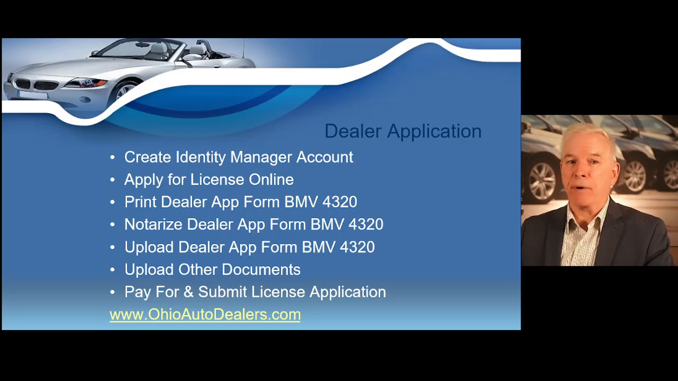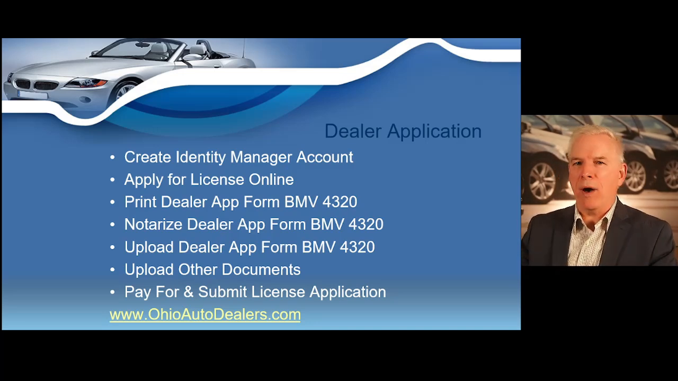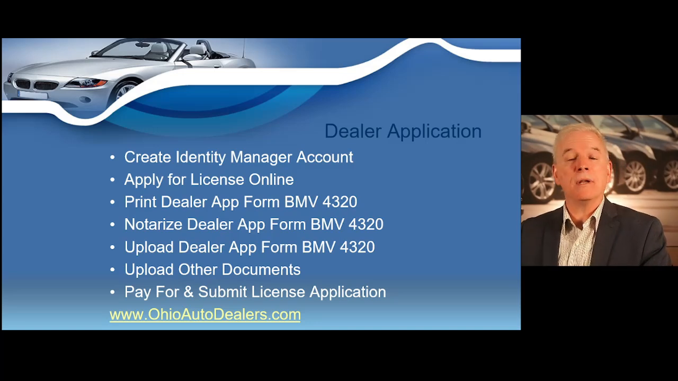Once again, you're going to create an identity manager at the dealer licensing section website at ohioautodealers.com. You're going to enter all the dealer license information on the website. Once the information is complete, you'll print the dealer license application form, BMV 4320, and have that form notarized, and then upload it back through the website with a couple of additional documents and pay for the application fee.